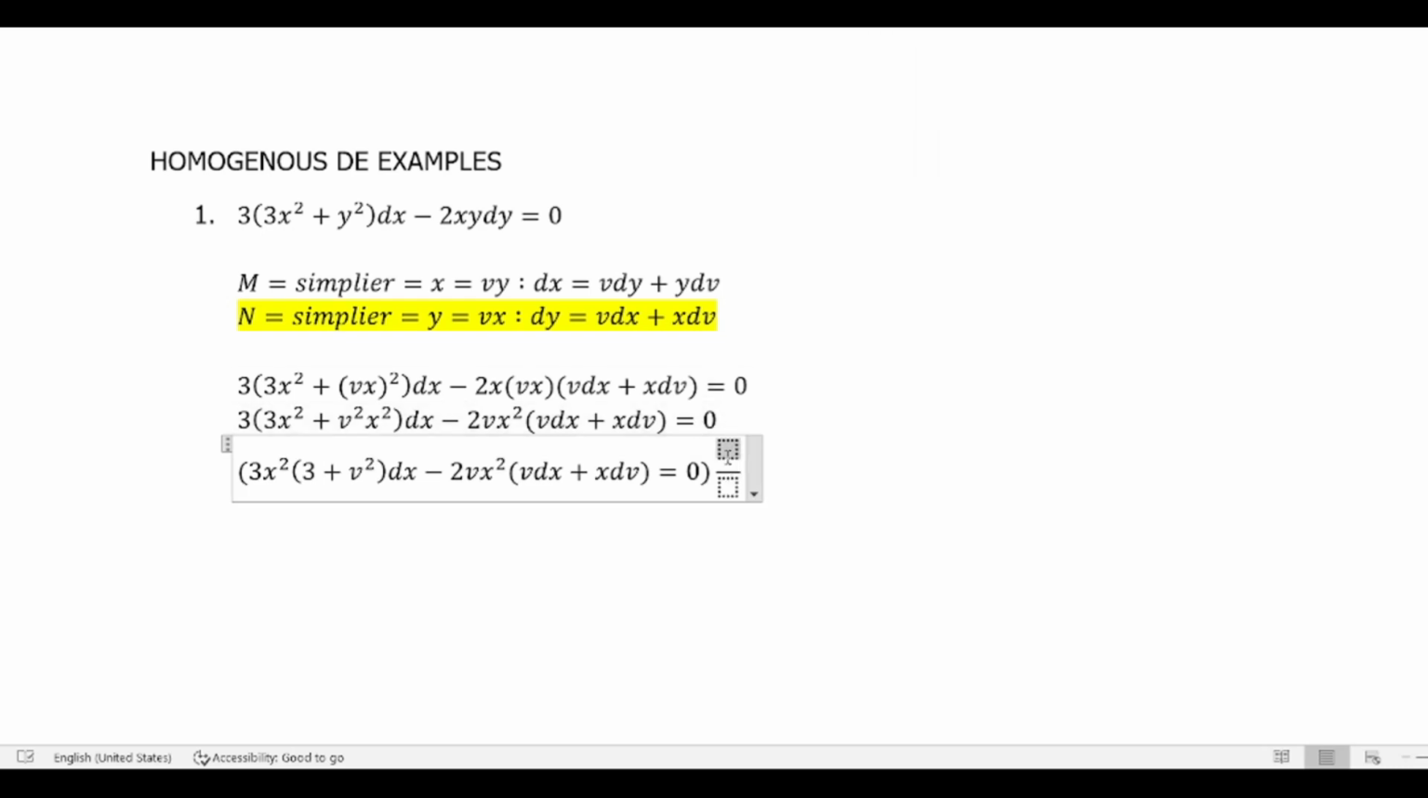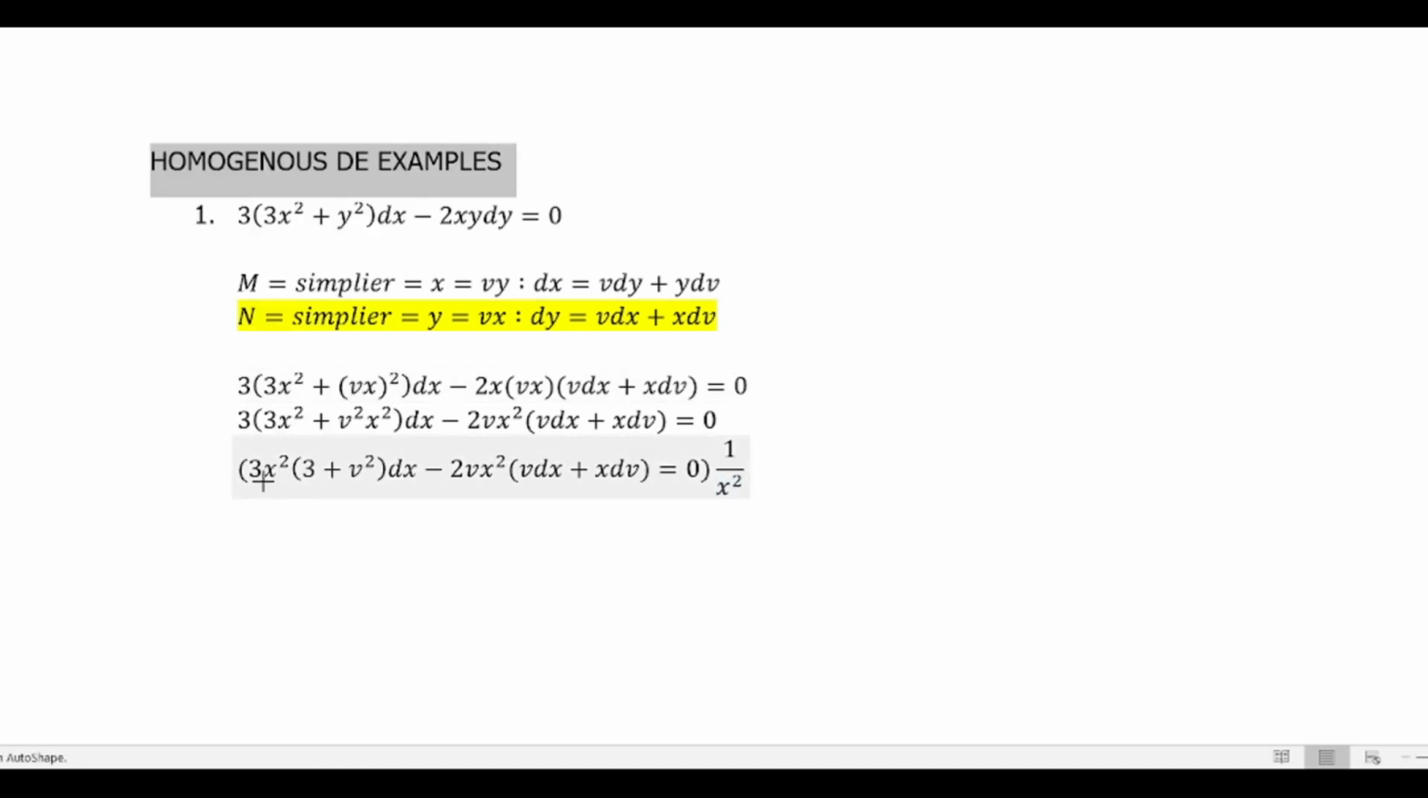We'll be multiplying it by 1 over x squared. Alright. So, upon multiplying this one, we can actually cancel it. Do I need to show it? But okay, let's just show it. We'll be canceling this and this one as well.